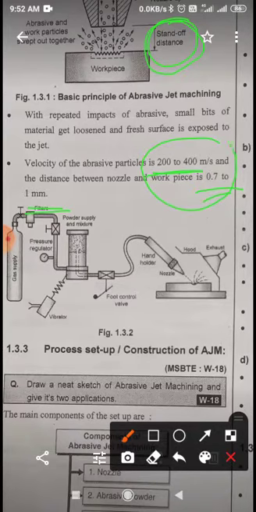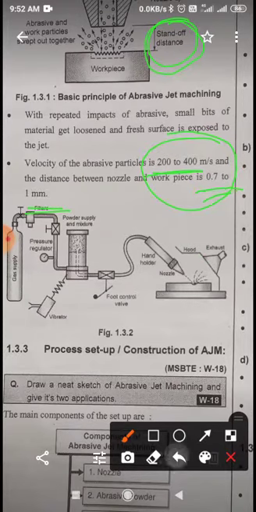These parameters must be kept in mind. That is, velocity is 200 to 400 meter per second, and the distance between nozzle and workpiece, which is also called the stand-off distance, is equal to 0.7 to 1 millimeter.